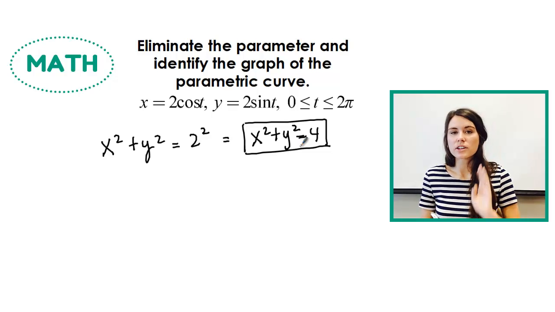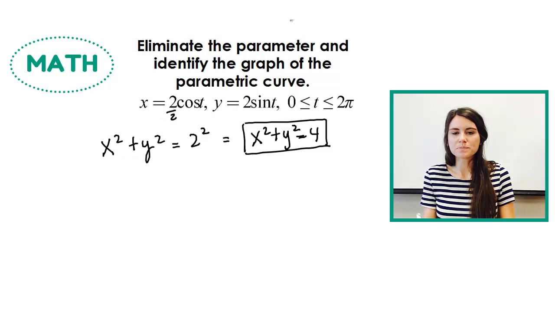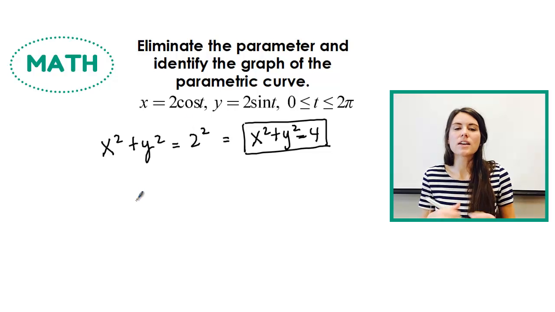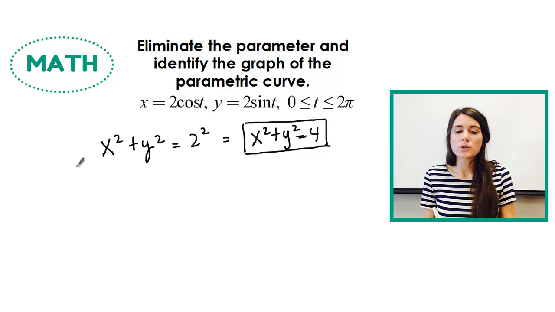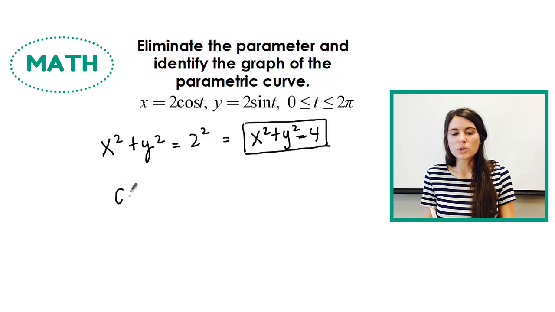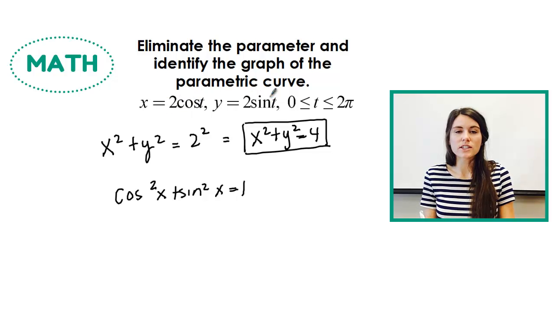If we had something other than a circle, like an ellipse or something not centered on 0, the best way to do that is to use this formula: cosine squared plus sine squared equals 1. So you solve this equation for cosine, you solve this equation for sine, and you plug them in for sine and cosine. So what that would look like in this scenario, cosine here is going to be x over 2.